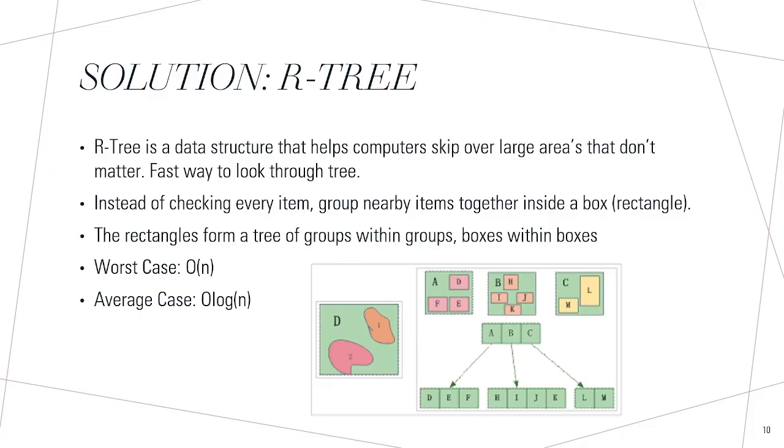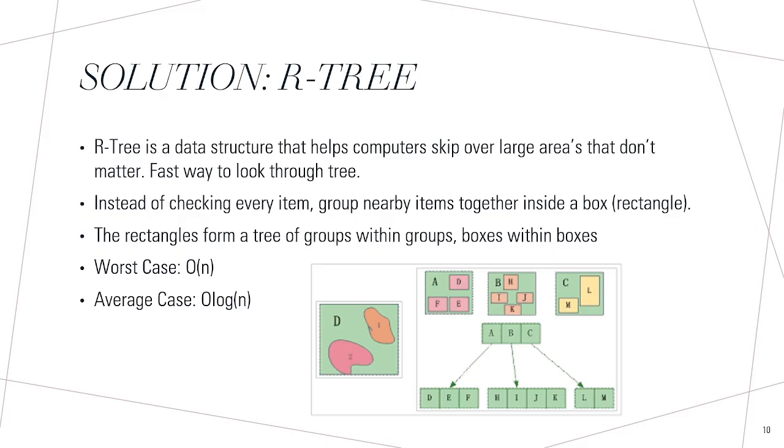An R tree, also known as the rectangle tree, is a data structure that can help computers skip over large areas that don't matter. So it's a faster way to look through a tree. Instead of checking every item, it groups nearby items inside a box called the rectangle, which is why it's called an R tree. The rectangles form a tree of groups within groups, so boxes within boxes.